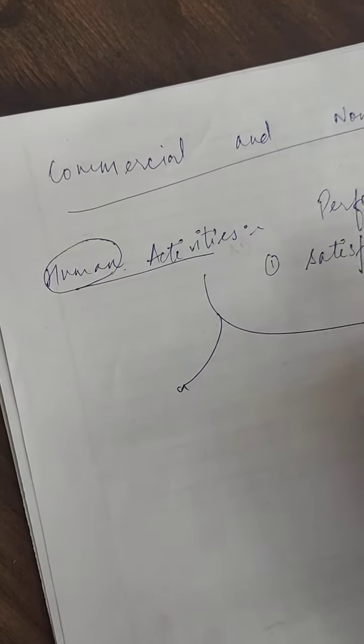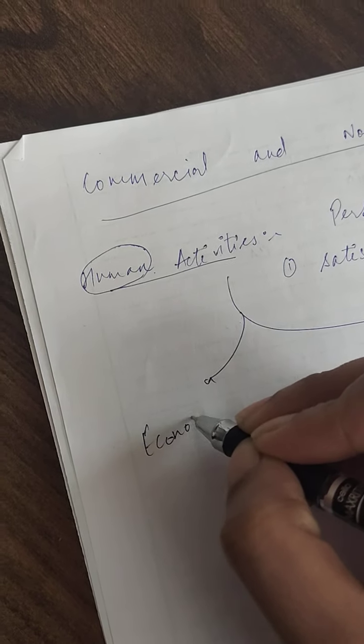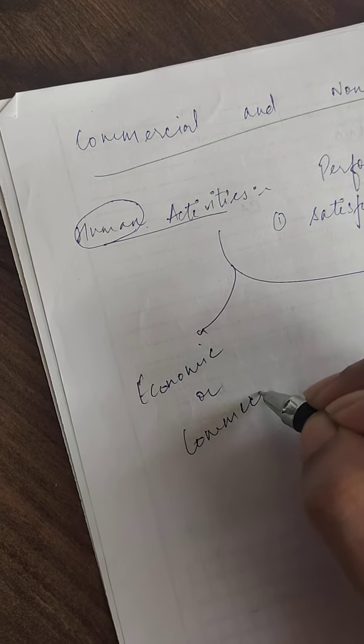All these things are done throughout life, so they are continuously being performed by all humans just to satisfy their wants, right? I have to teach, it will satisfy my want. You will study and it will satisfy your want. So these are called human activities. Now, classifying human activities into two gives you one, economic, or commercial. Both are one and the same thing.